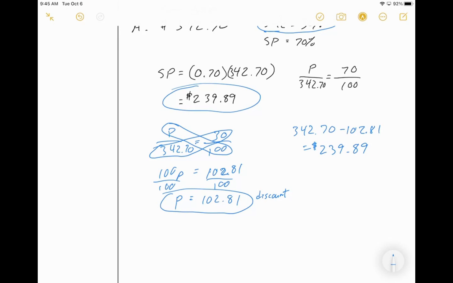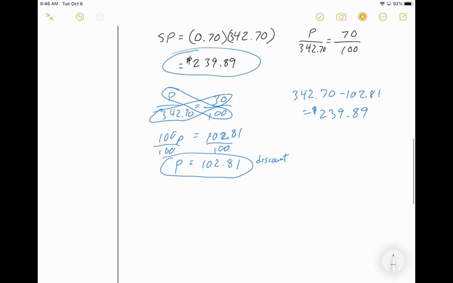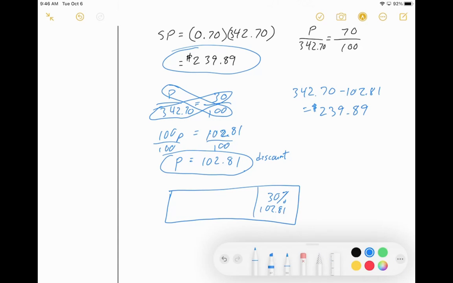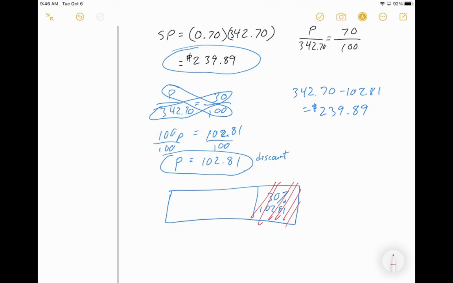Whoa, whoa, whoa. Mr. Leong, how'd you do that? Okay, so think of it this way. The way that we did this yesterday was we said, okay, here's the whole thing. Here's 30%. That's this right here, 102. And then I am just going to erase that away. So you subtract it. Isn't that what you did yesterday? You take the whole thing, you find the discount, and you subtract it away.